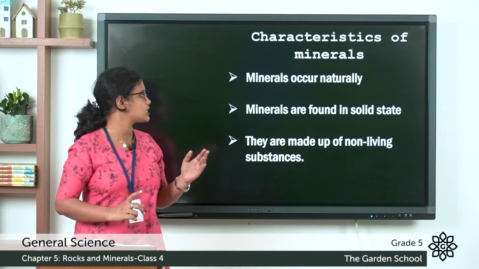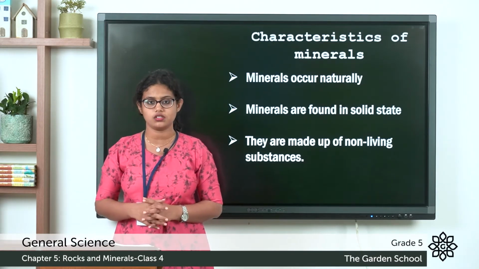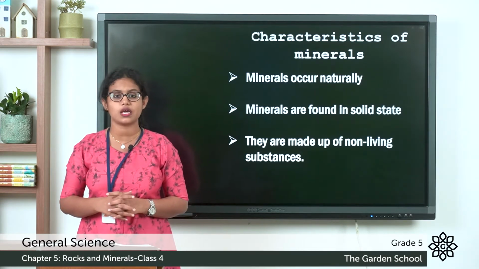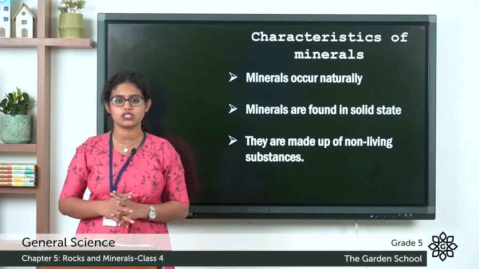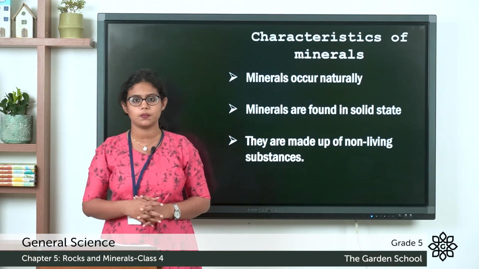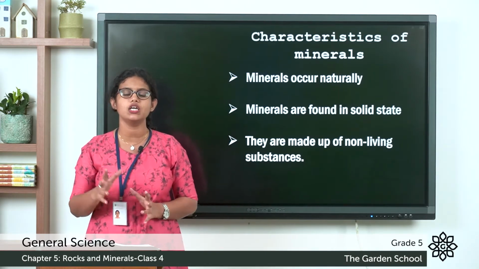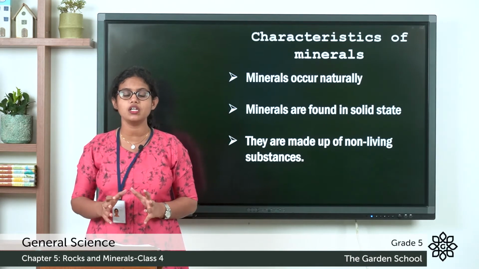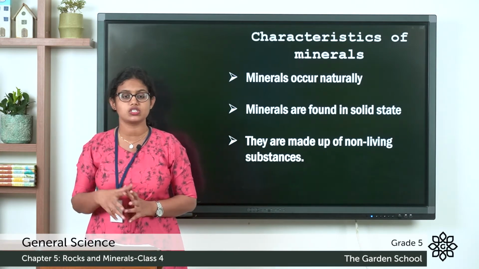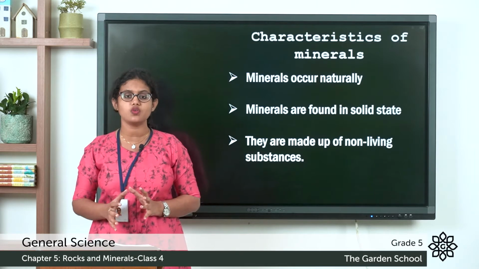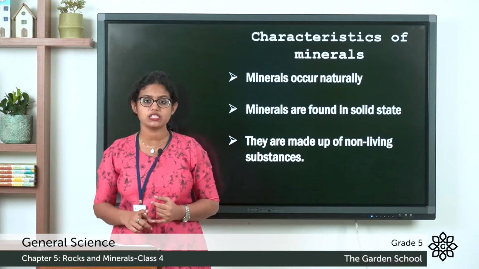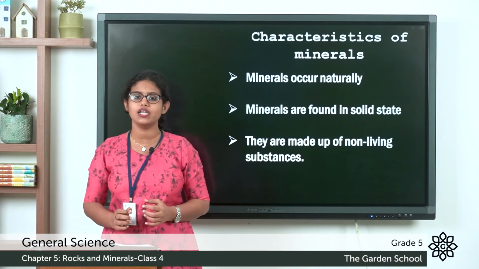And the second one is minerals are found in solid state, which means it is not a liquid or gas at standard temperature. It is in solid state. For example, sea salt. The sea salt that we use for cooking is a mineral that we get from the earth's surface, and that is a mineral which is found in the solid state. Another example is the diamond. Diamond is also a mineral which is found from below the earth's surface, which is also in solid state, which means that minerals are found in solid state.